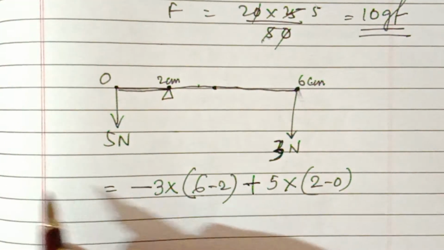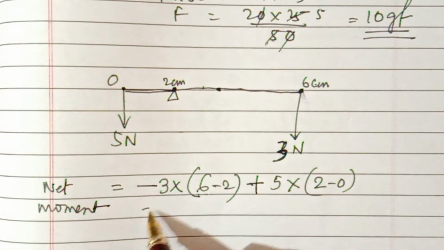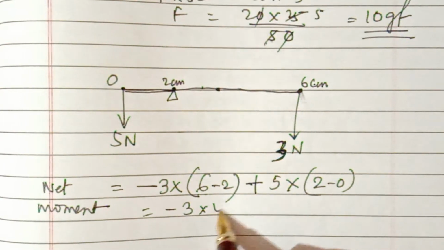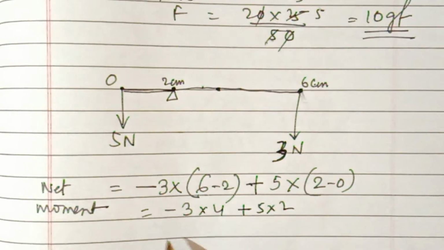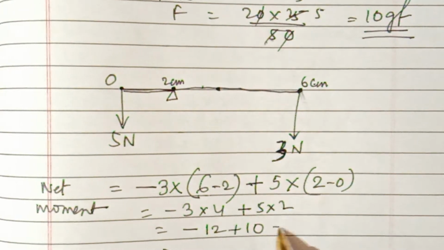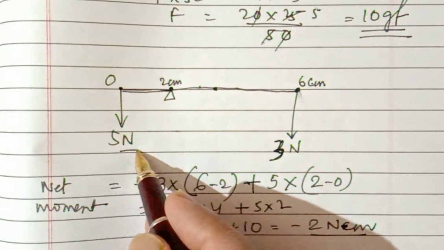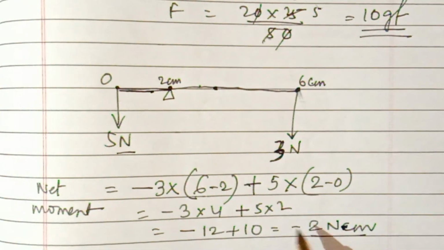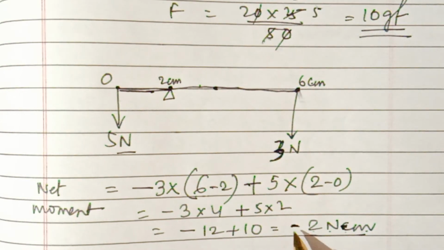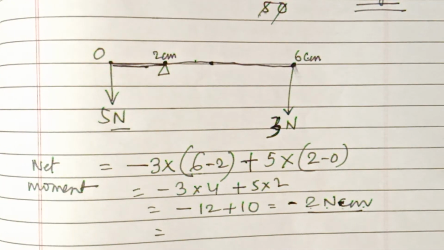Now this is the net moment. So calculate minus 3 into 4 plus 5 into 2. So minus 12 plus 10, so minus 2 Newton centimeter. Forces are given in Newton, distance is given in centimeter. So minus 2 Newton centimeter. Now let us see the options.